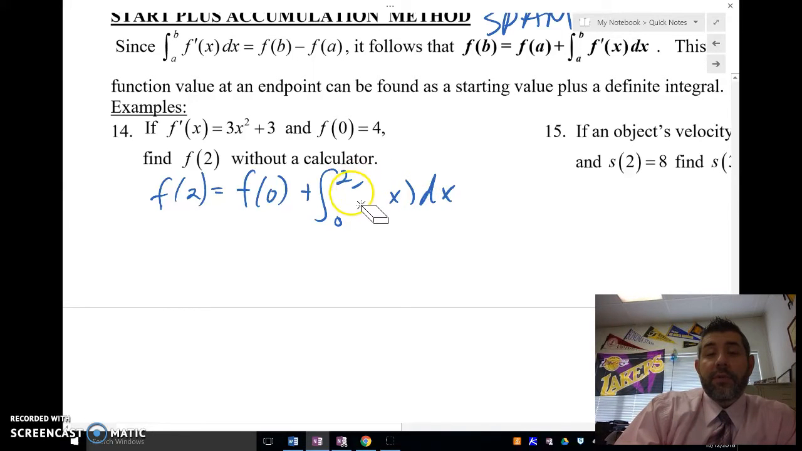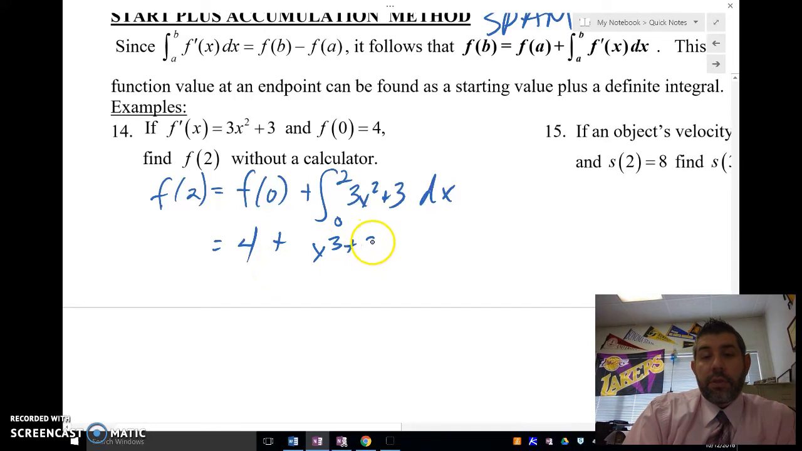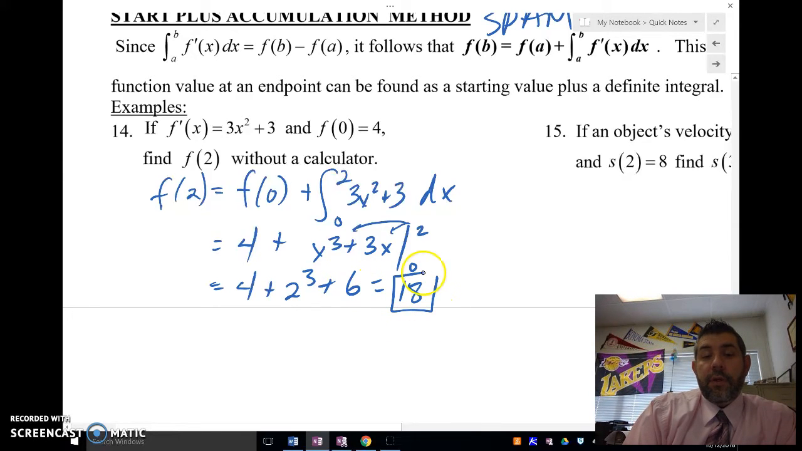I know f prime: f prime is 3x squared plus 3. Now we're going to take the antiderivative using the fundamental theorem of calculus. I know what f of 0 is: f of 0 is 4. So I get x cubed plus 3x evaluated from 0 to 2. I plug 2 in and I plug 0 in, and I get 2 cubed plus 3 times 2, which is 6, and that's going to give me 18. So that's what the accumulation is going to be.